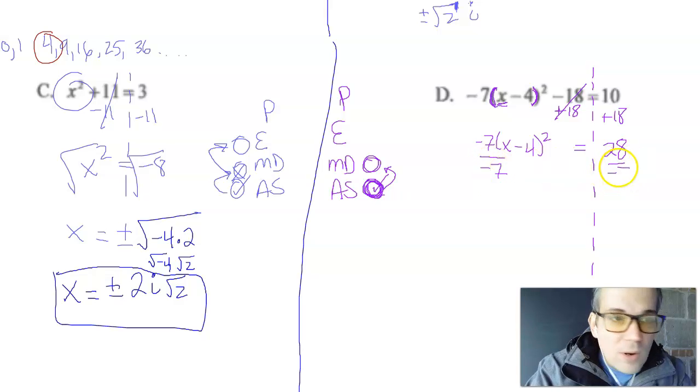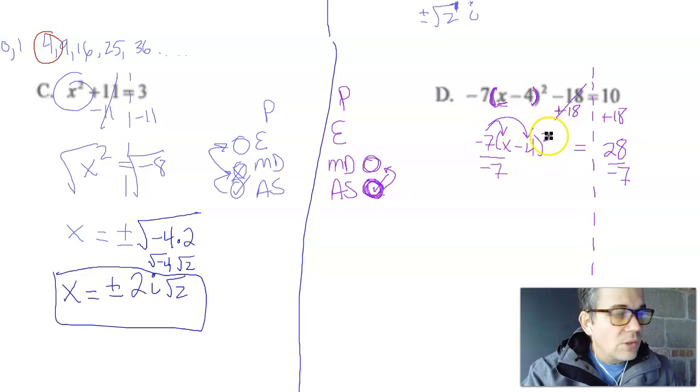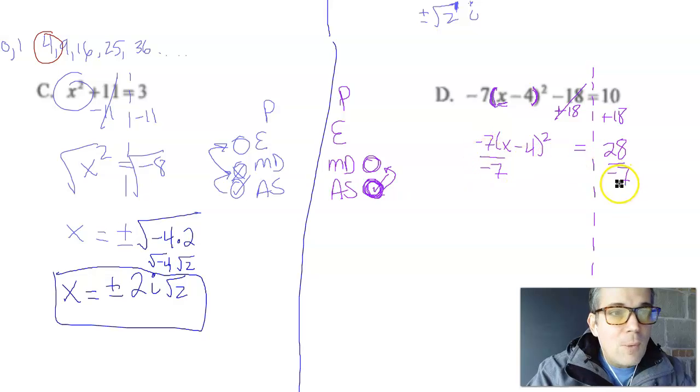I'm not distributing. I'm not doing this. I know you really want to. Fight the urge. It doesn't work that way. We have to divide both sides by negative 7. That'll make this go away. And of course this calculation ends up equaling, 28 divided by negative 7 is negative 4.